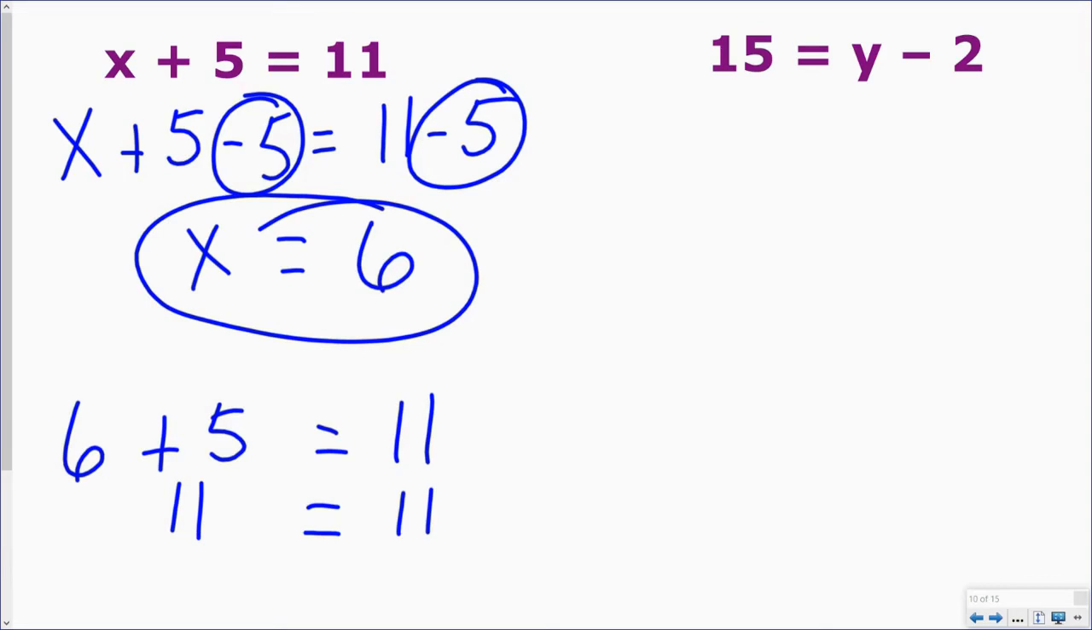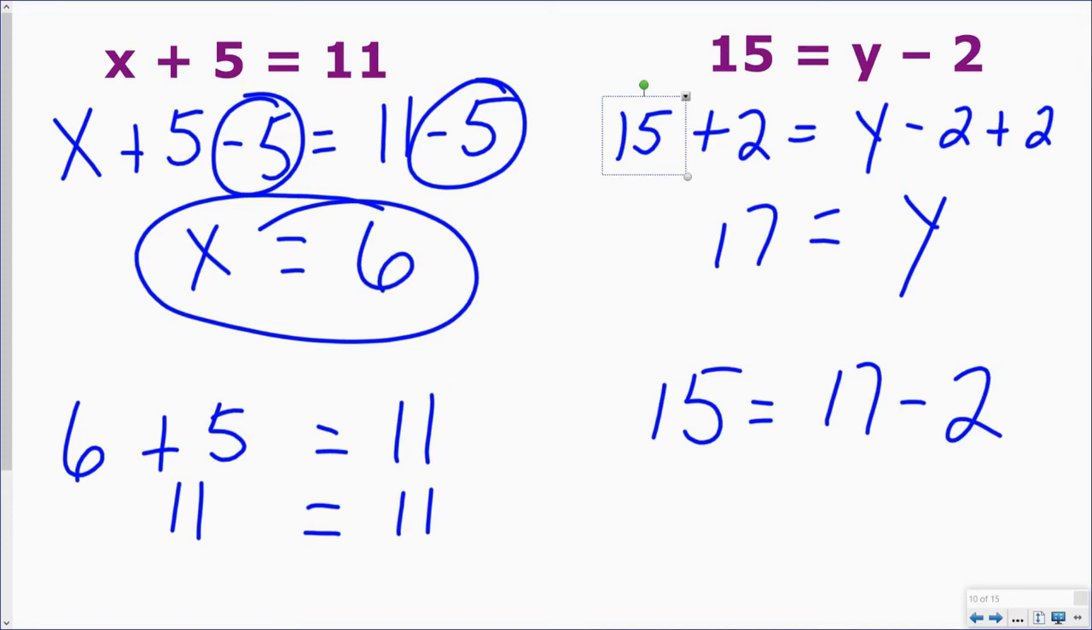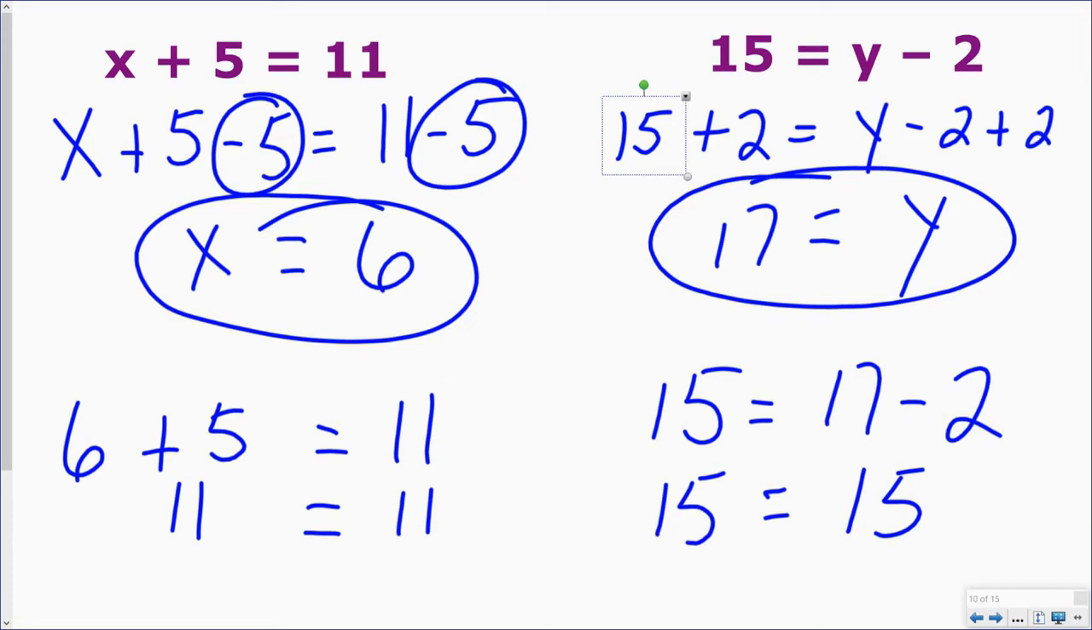Over here, I have 15 equals y minus 2. Well, on this side, if I have y minus 2, the inverse would be adding 2. So that means on this side, I need to take 15 plus 2 as well. 15 plus 2 is 17, equals just y by itself. So right now, 17 equals y. If I come down here, 15 equals, substitute in 17, minus 2. So 17 minus 2 is also 15. So these two are equal.